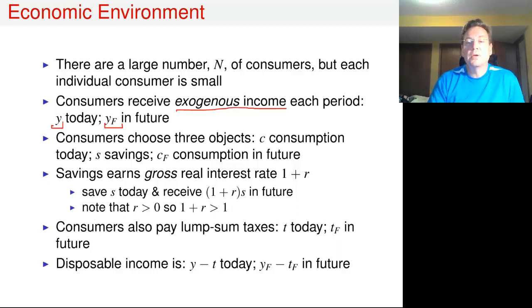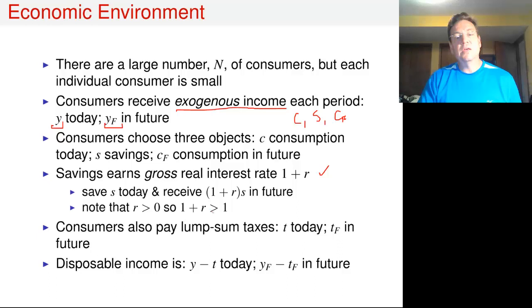So the notation is going to be that current consumption is C, savings is S, and then future consumption is C with an F on it. So anything with an F subscript means future. Savings are going to earn a gross real interest rate of 1 plus R. So if you save S today, then tomorrow you're going to receive 1 plus R times S. And R has to be positive. So 1 plus R is going to be bigger than 1.